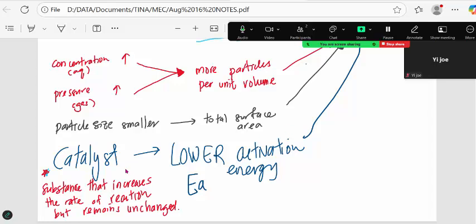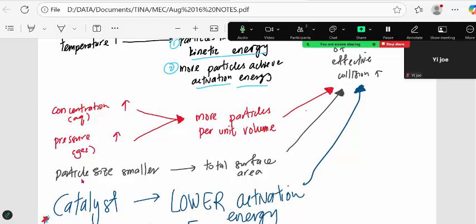And finally, I taught you about activation energy, right? Okay, so when I have a catalyst, it will lower the activation energy and it will make it easier for the reaction to happen. Okay? So these are the five factors.